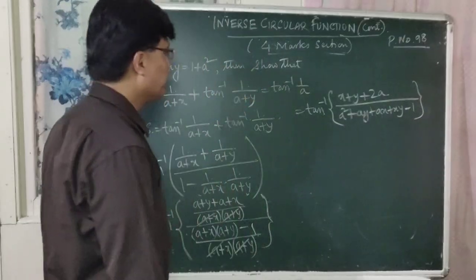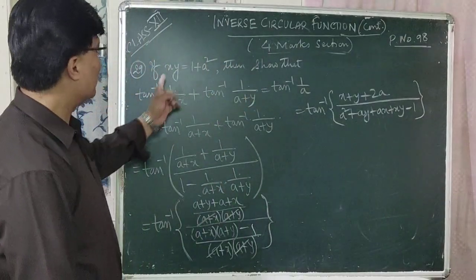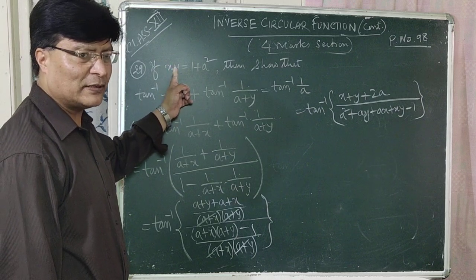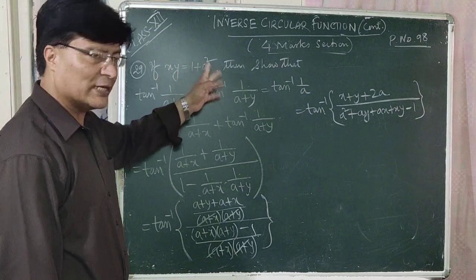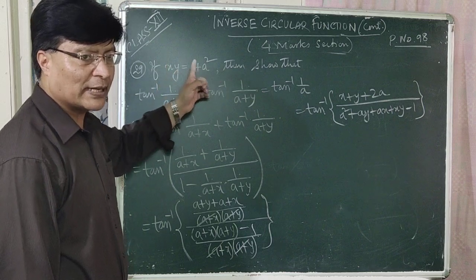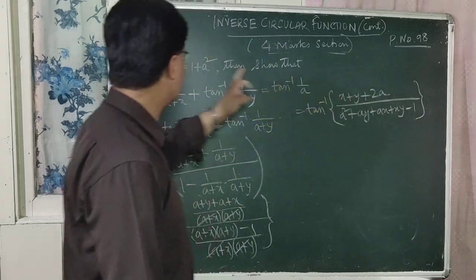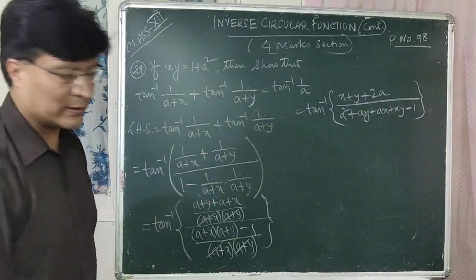So next, you know the value for xy, isn't it? What is the value for xy? It is given as 1 plus a square. So instead of this xy, you can write 1 plus a square, right?